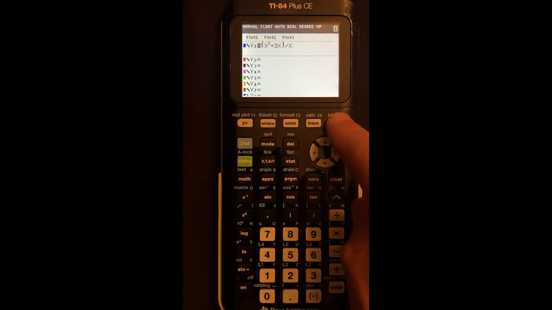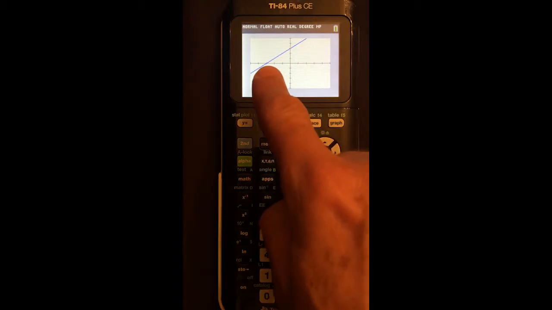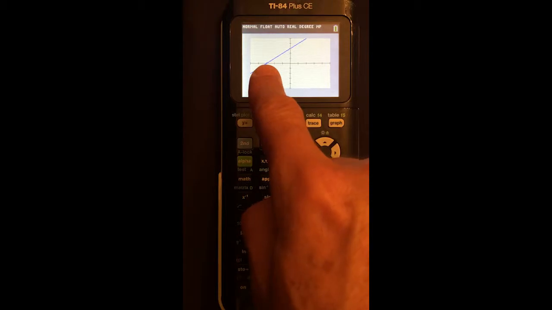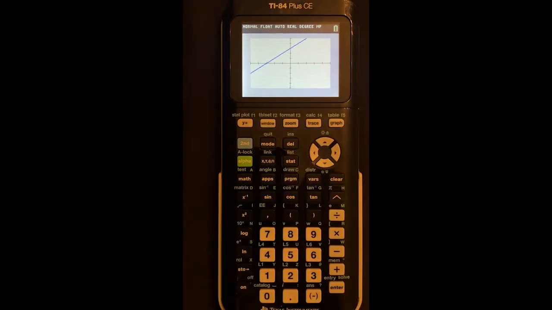Now if I go to graph, notice that it crosses at -1, -2, -3, comma 0. And then notice that it crosses at 1, 2, 3, so 0, comma 3. The only one that has that characteristic is choice D. D is correct.